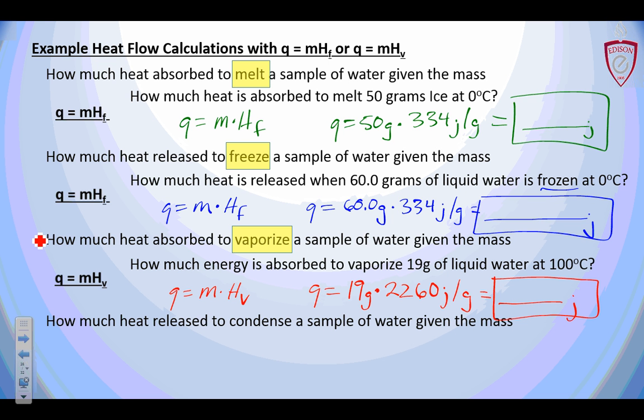With the keywords. It's not going to specifically say use this equation. You're going to say vaporize, freeze, or melt, but it's hidden in the problem. We need to be able to diagnose it.